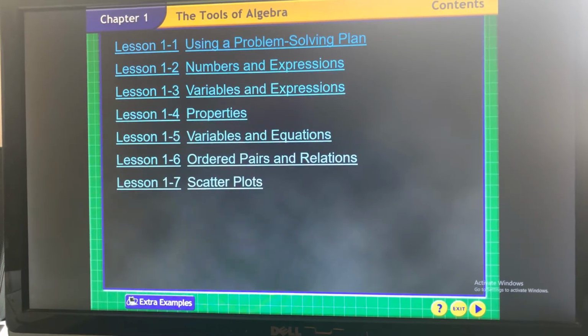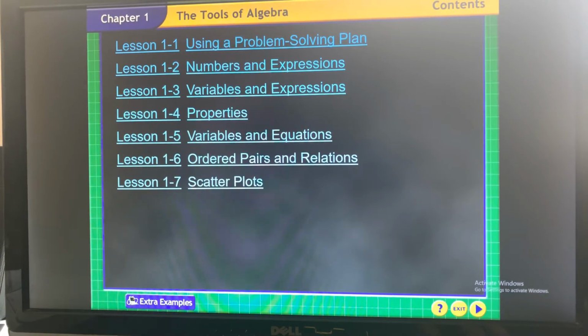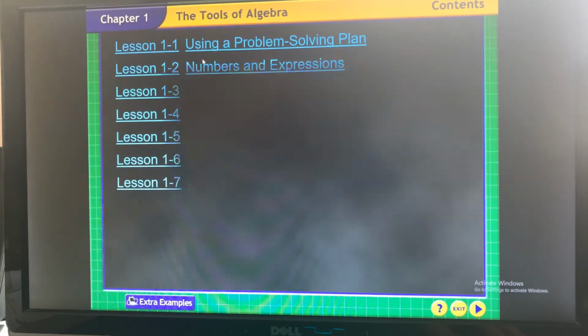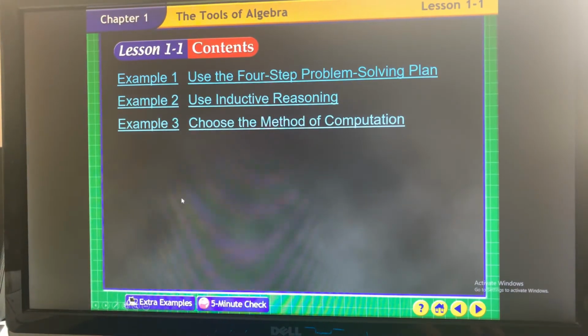Okay, we're going to start with chapter 1. And if you can see from chapter 1, there are 7 different sections that we're going to go through. This video will include the first lesson, and then I'll continue on after that. So this is just basic problem solving. There's 4 steps to solving a problem.